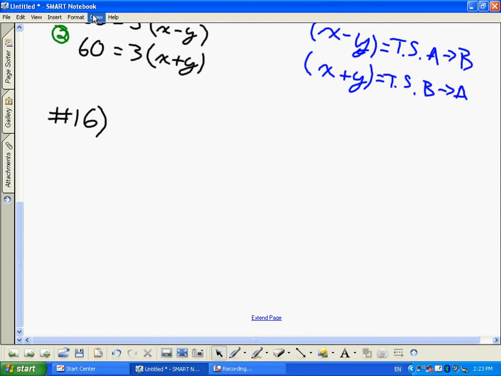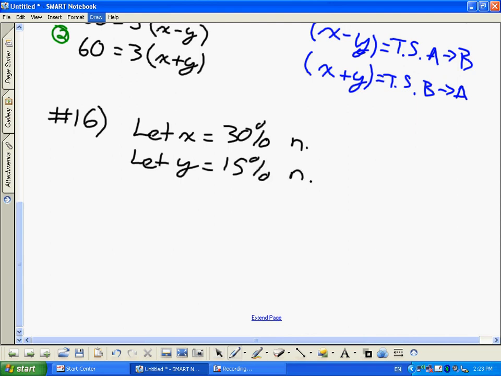Okay, question 16. One type of fertilizer has 30% nitrogen, and the second type has 15% nitrogen. If a farmer needs 600 kilos of fertilizer that is 20% nitrogen, how much of each type should they mix together? So, we know, let X be the 30% nitrogen mix. Let Y equal 15% nitrogen. The 20% is the final mixture. We're working with two, 30% and 15%.